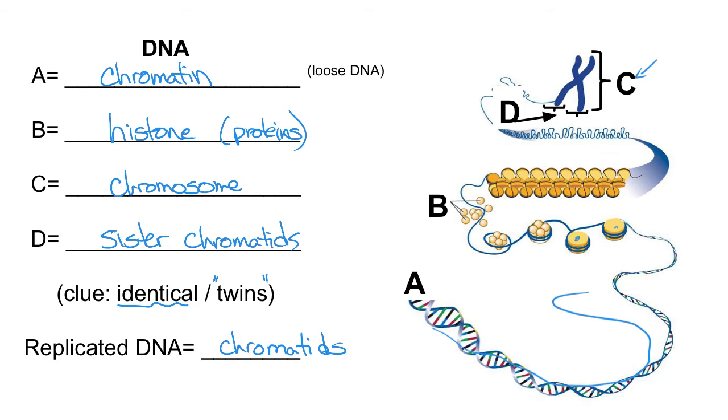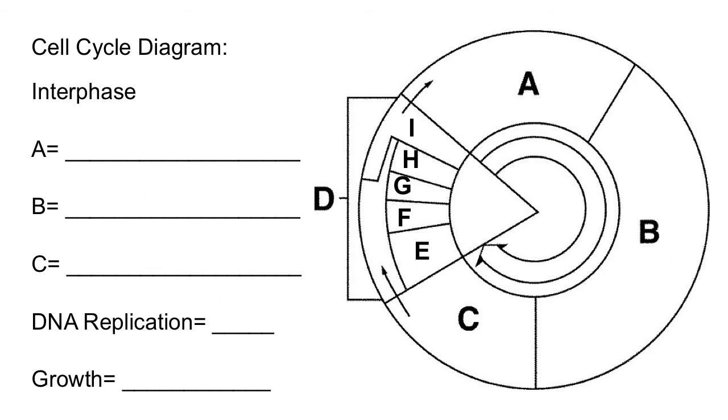Okay, so quick recap. Chromatin is loose, chromosomes are organized or condensed, and chromatids are the 2 copies of replicated DNA. They all begin with chrom, C-H-R-O-M, but they each sound different. Chromatin, loose. Chromosomes, X-shaped, condensed. And chromatids are the 2 arms.